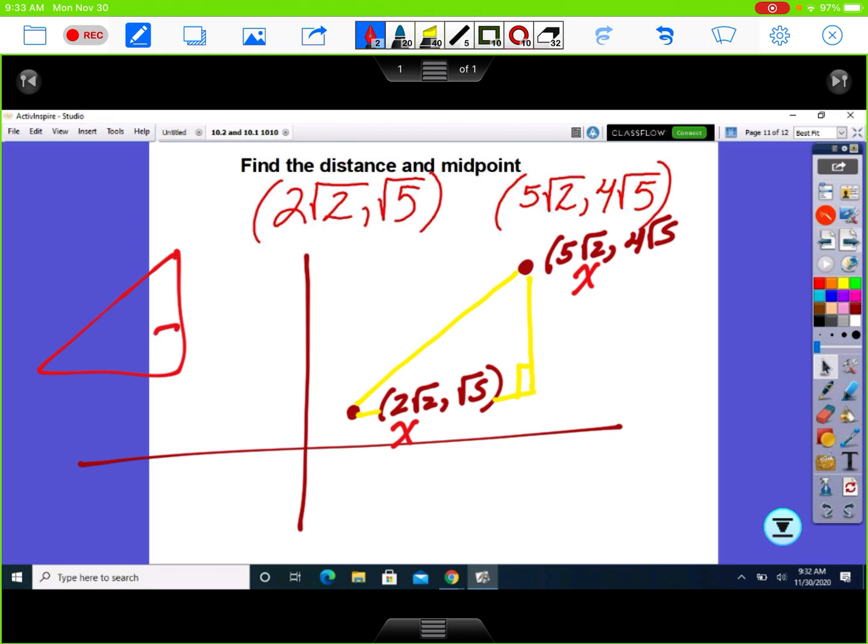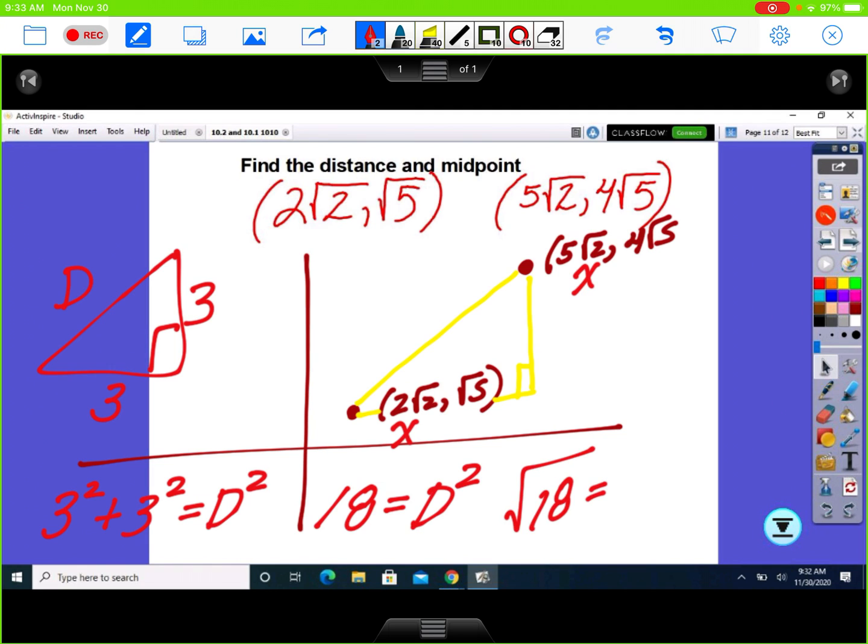I'm going to just go like this so I don't get too messy. What's the unit difference between 1 root 5 and 4 root 5s? 3 units, right? If we're up at 1 root 5, how many to get back up to 4 root 5s? 3 units. So to find the distance, you would be doing 3 squared plus 3 squared equals distance squared. So that would be 18 equals distance squared. The square root of 18 is your distance. If that doesn't simplify, you leave it. If it does, simplify it. So 3 root 2. Our distance is 3 root 2.